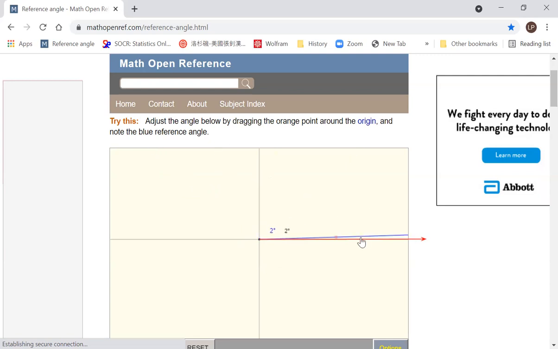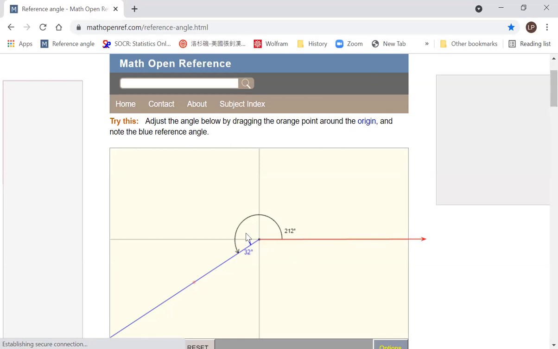Number 3, measured from standard position, ended up in quadrant number 3, right? And what is the reference angle? The reference angle is the positive acute angle between the terminal and the x-axis. And this time the x-axis, this entire thing is the x-axis, okay? So it's 32 degrees. We only take the positive number. You guys follow me? We only take the positive number.